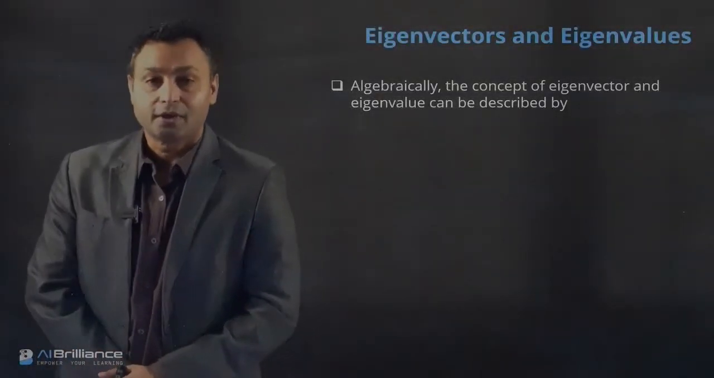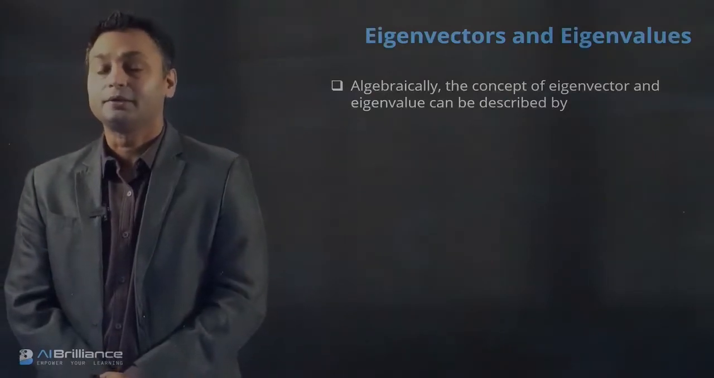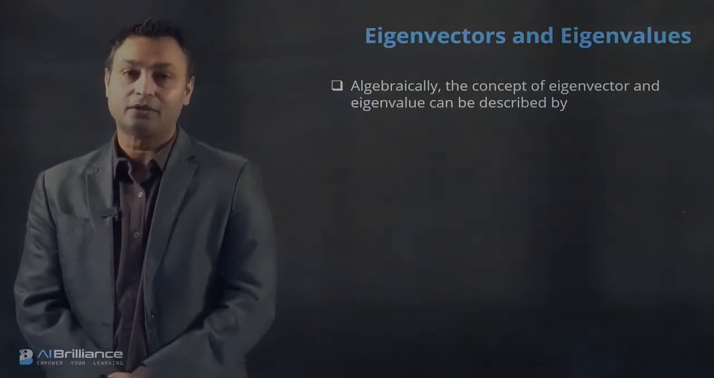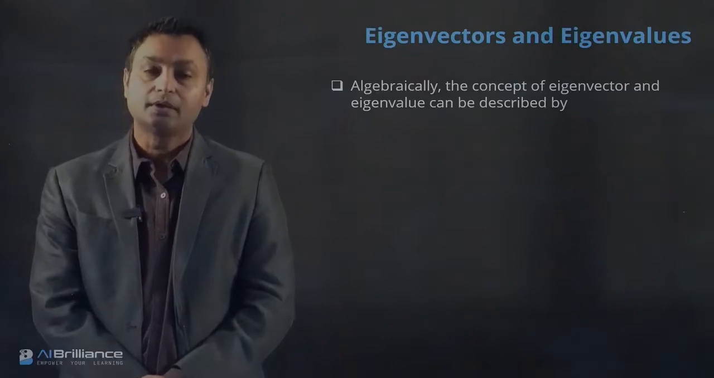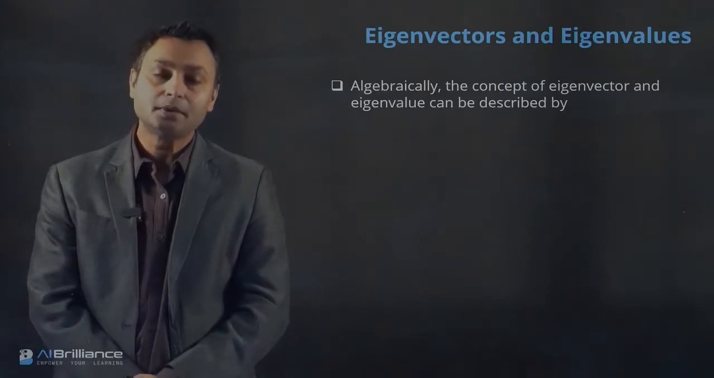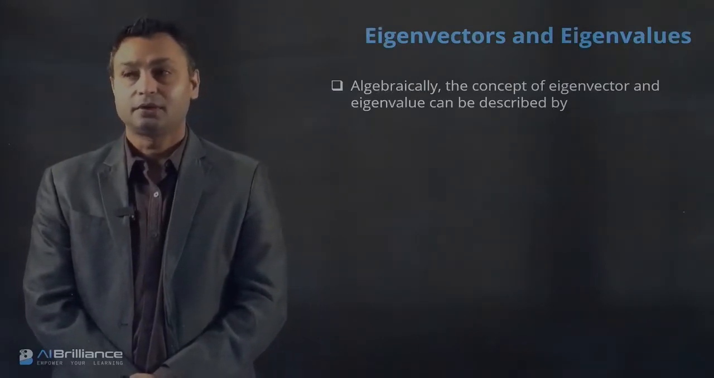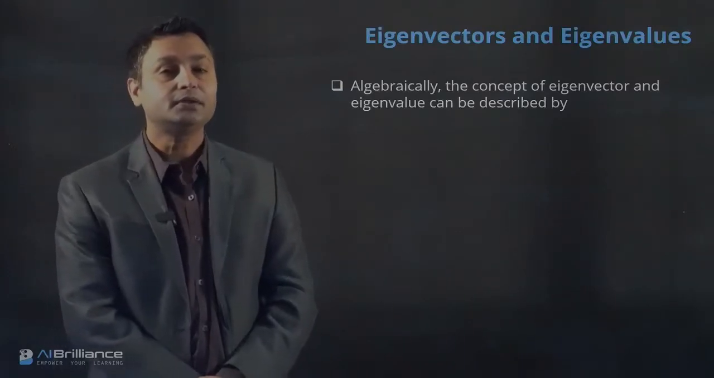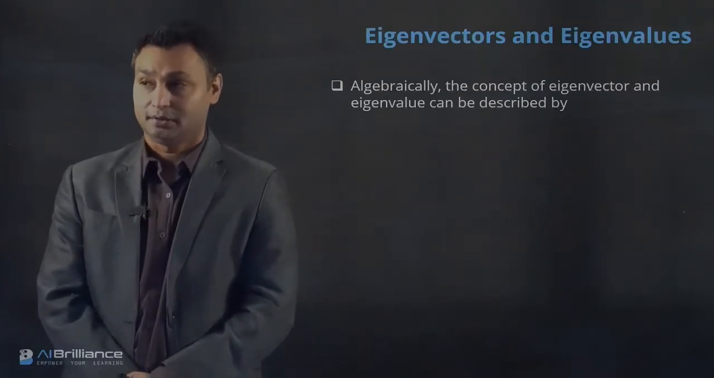Now that we have some geometric intuition behind what eigenvectors and eigenvalues are, let's move on and discuss how we can numerically compute eigenvectors and eigenvalues if the transformation matrix is given.